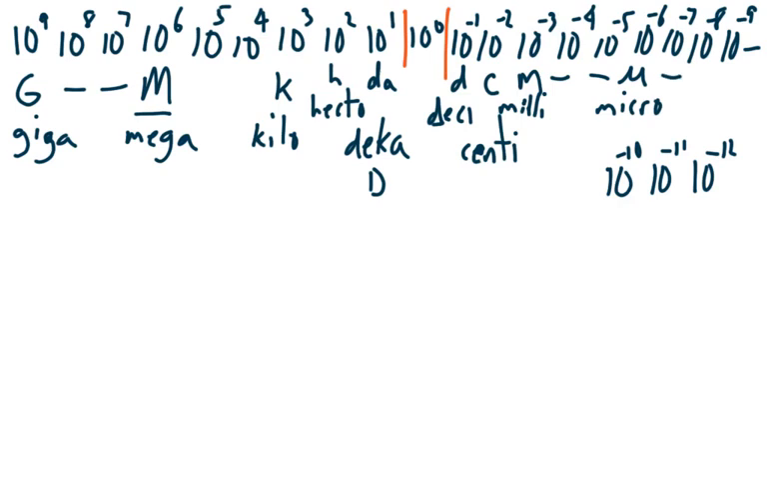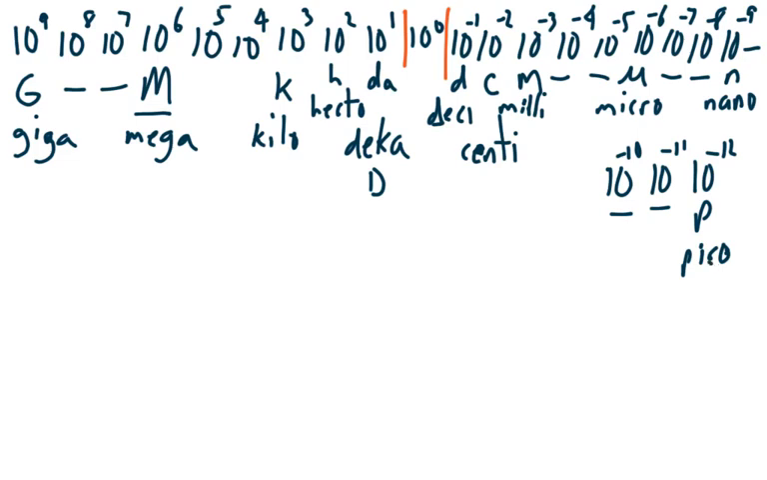And then you don't need to know negative 7, negative 8, but you do need to know that nano is negative 9, and then negative 10 and negative 11 we can ignore. And then negative 12 would be pico. So this would be your grid.